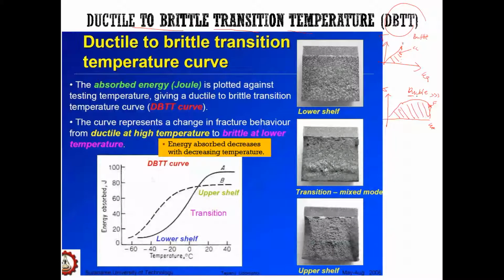So what happens in brittle materials? There is little or no plastic deformation. Compare that with these ductile materials. This is brittle and this is ductile. In ductile materials, we can see a large plastic deformation.